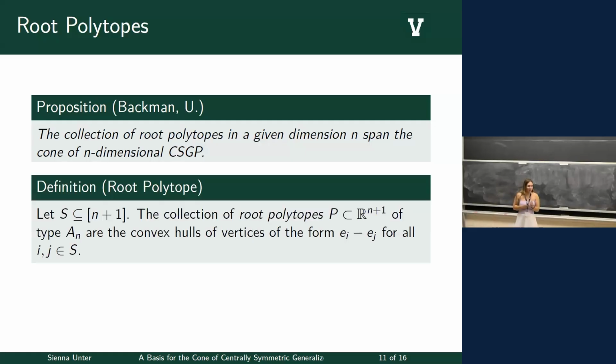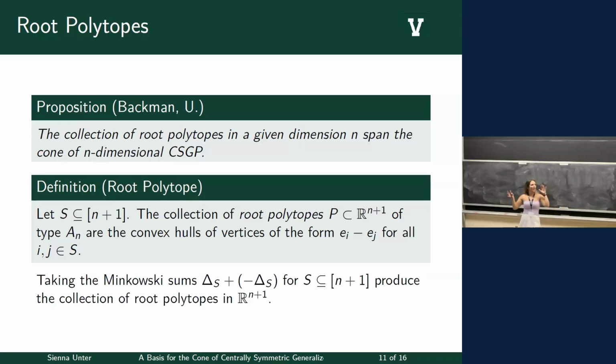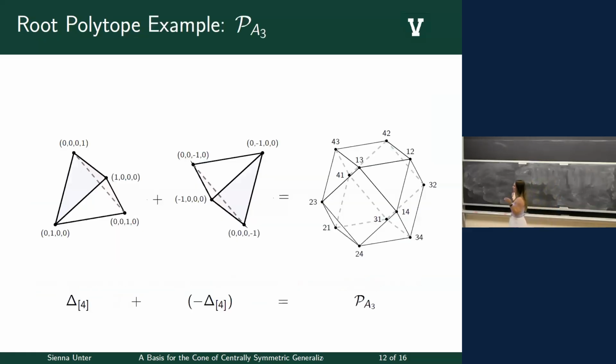Root polytopes have a couple of definitions. This is the one that we're opting to use. You just take the convex hull of subsets of roots of type A_n, and you can do a quick check that if I take a standard simplex and add it to its negative, I do indeed get all of these root polytopes for various subsets S. So they span this space.